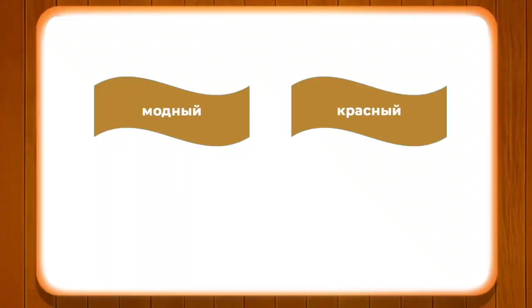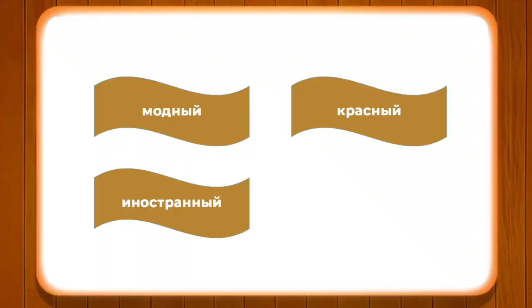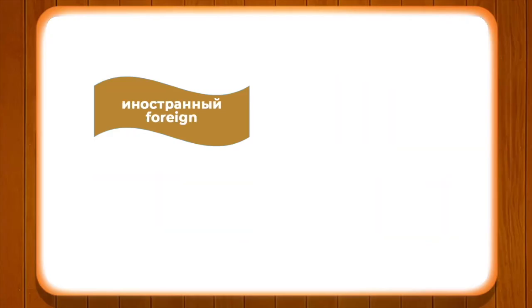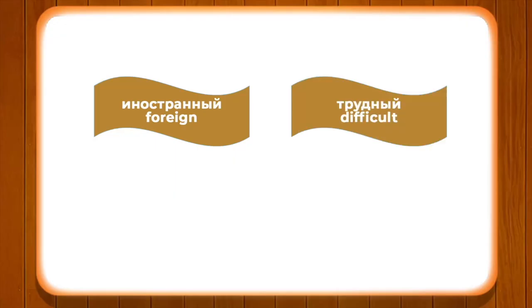Okay, now let's go ahead and see. So we have modny, krasny, inostranny and trudny. For example, inostranny means foreign. So you can use yazyk. Inostranny yazyk means foreign language. Ruski yazyk, inostranny yazyk. Russian is a foreign language. So these kinds of sentences you can also think of and prepare yourself. And the last one is trudny, difficult.